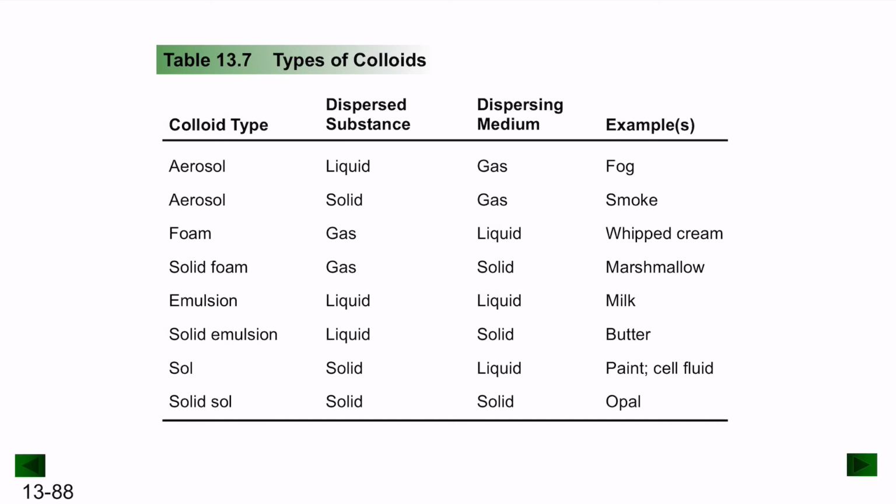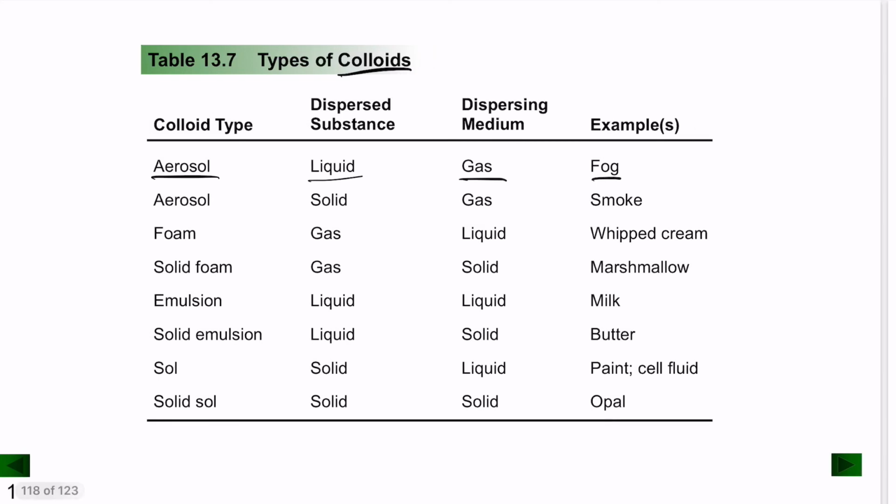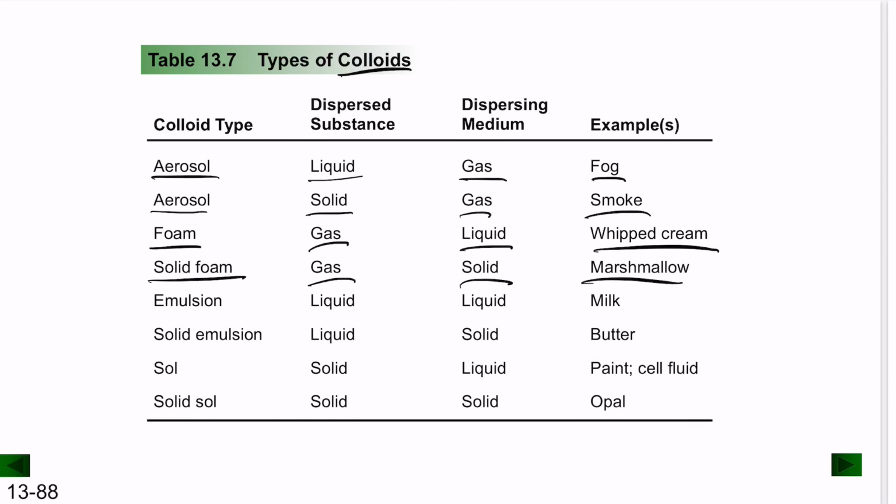Next, finally, let's go to colloids. Colloids are heterogeneous mixtures. For example, let's take aerosol. Aerosol is liquid dispersed in a gas, an example of which is fog. A solid dispersed in a gas we call smoke. A gas dispersed in a liquid is whipped cream, which is generally foam. Solid foam is gas dispersed in a solid, an example of that is marshmallow.